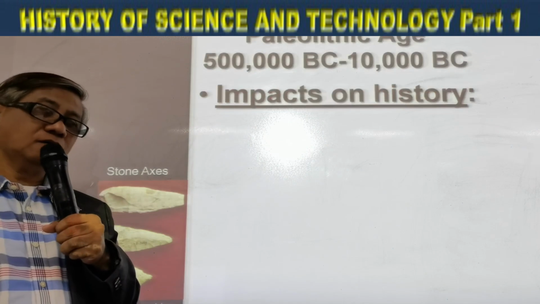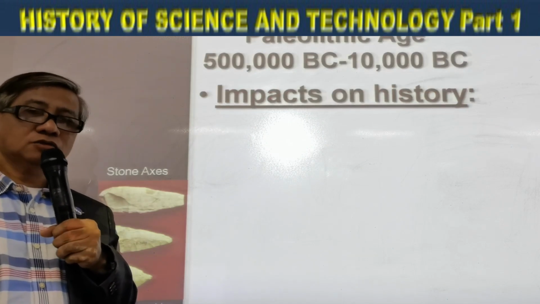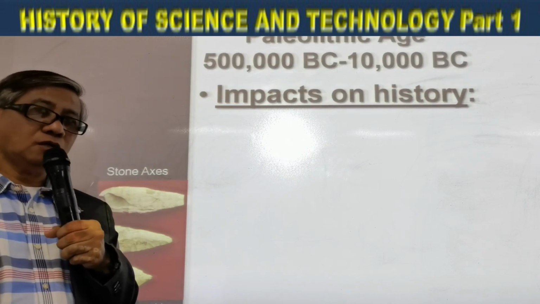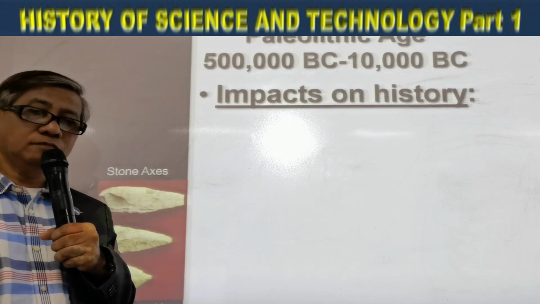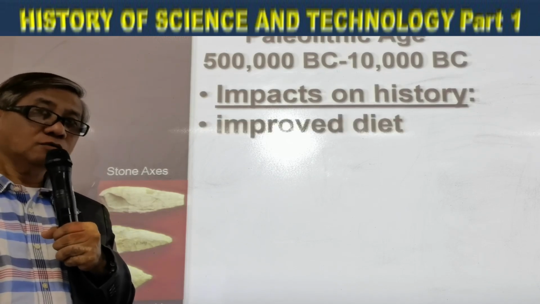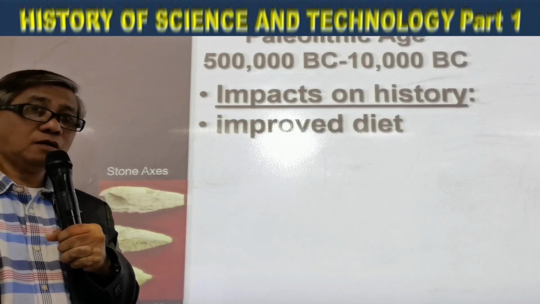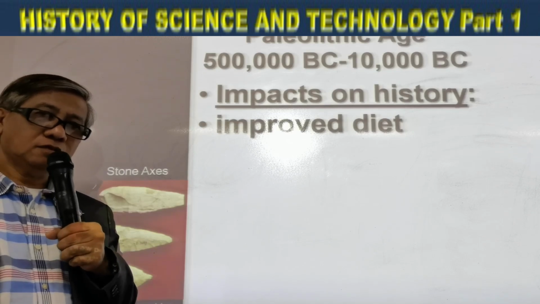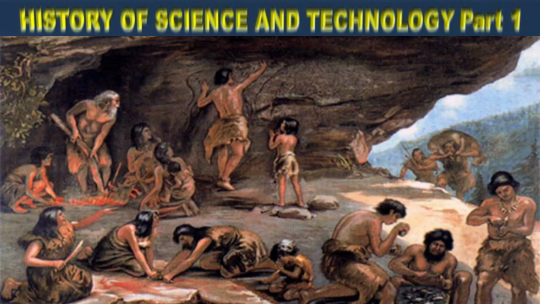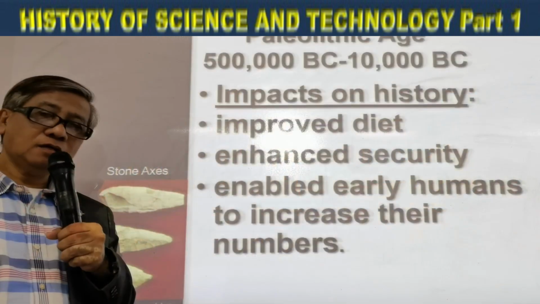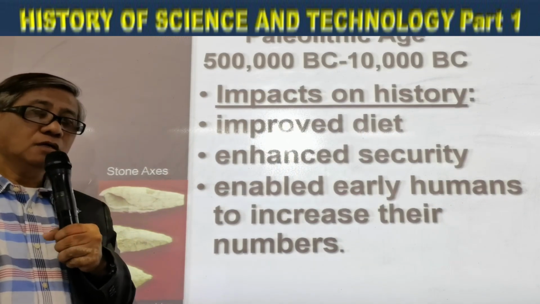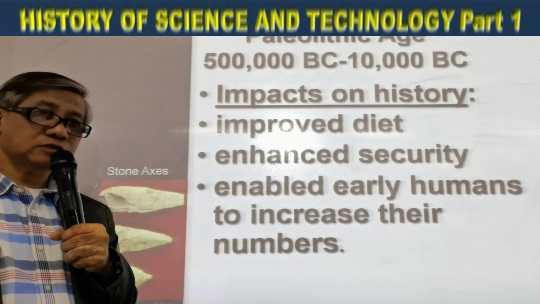So what was now the impact of the Paleolithic age on our history? Because they ate not only meat but also plants, they had improved diets. And the result of this improved diet would be a healthier body. Because of this, they were able to increase in number. So this improved diet enabled early humans during the Paleolithic age to increase their number, and the more of them there were, that would improve their security.